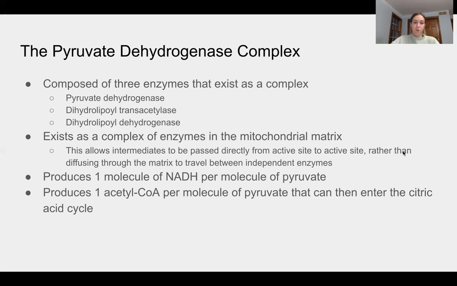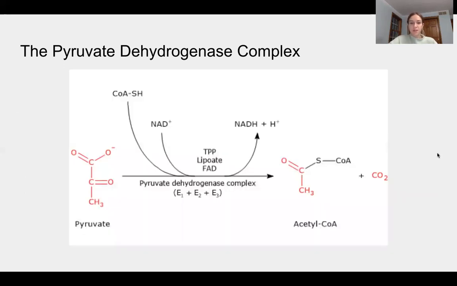So yeah, they produce 1 NADH per molecule of pyruvate and 1 acetyl coenzyme A per molecule of pyruvate. This is just shuttling that acetyl coenzyme A into the Krebs cycle. And here I have this same figure that we looked at earlier. So basically we have our starting pyruvate. We have our coenzyme A that comes in, our NAD that turns into NADH. And then we're left with our acetyl coenzyme A and carbon dioxide.